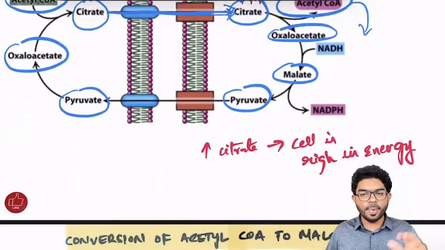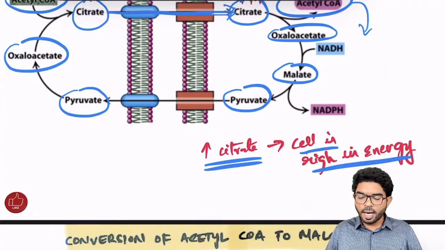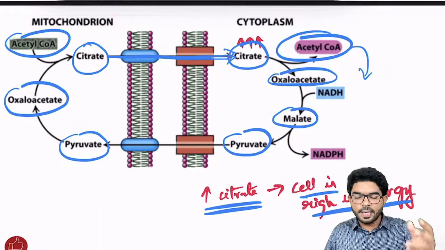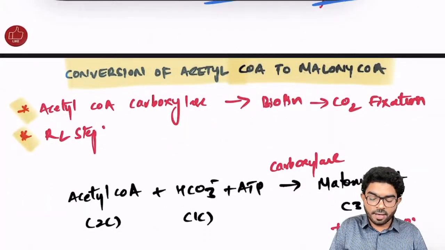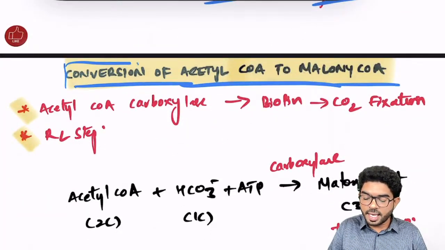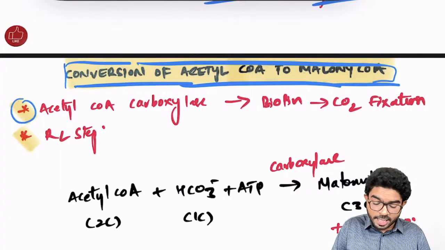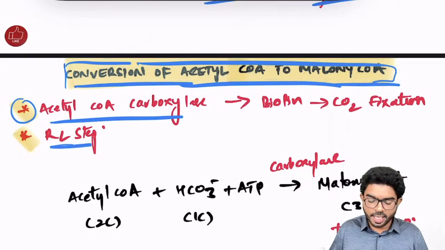Please make a note: common sense says that whenever citrate levels are high, the cell is rich in energy. So now I'm converting the rich citrate into acetyl-CoA, and acetyl-CoA produces fatty acid for me. The second step is the conversion of acetyl-CoA to malonyl-CoA. This is mediated by a rate-limiting enzyme called acetyl-CoA carboxylase. This is the rate-limiting step.